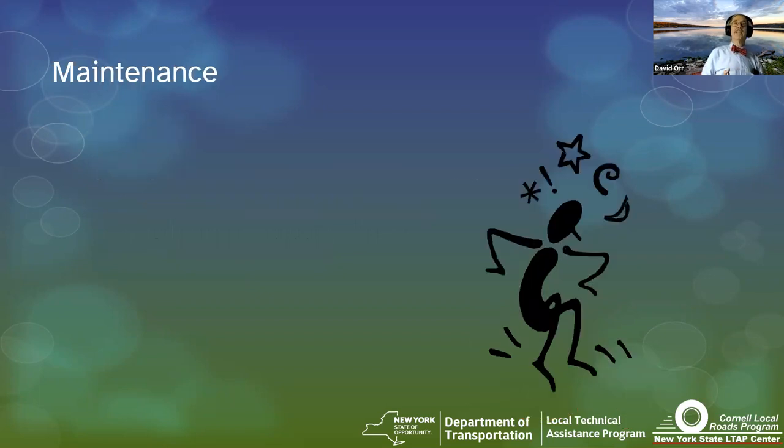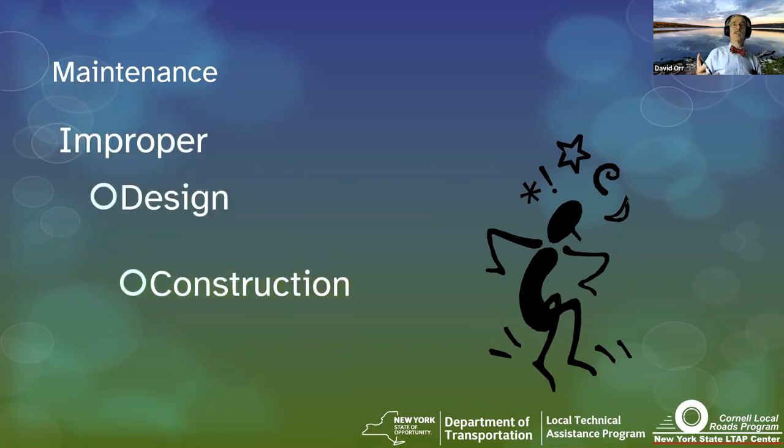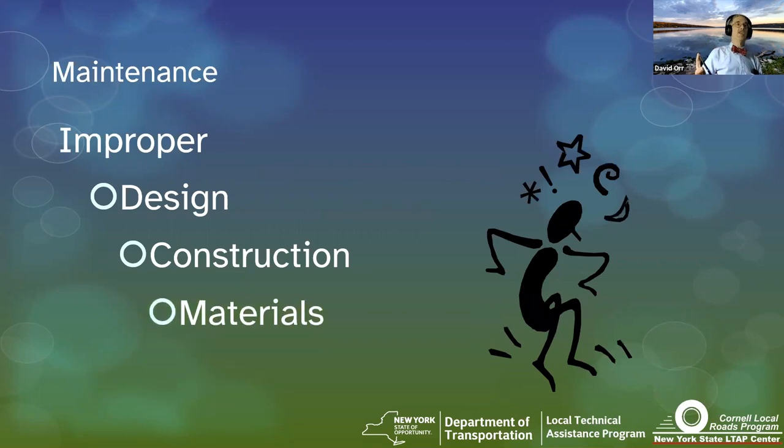And then, of course, maintenance is the fourth thing. Do we do the right maintenance? Did we design it properly? Did we construct it properly? And did we use the right materials? Okay. So when you think about premature failure, it's usually one of these four items: design, construction, materials, and maintenance.